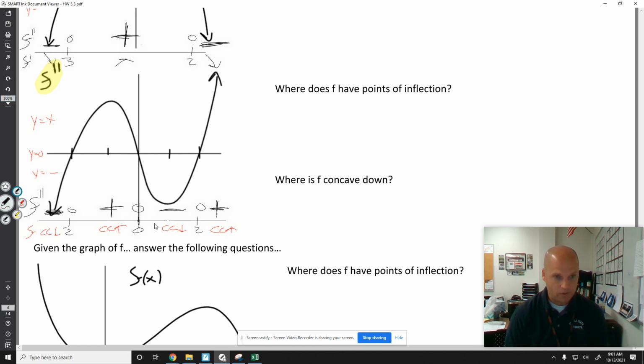Where does f have a point of inflection? Where its concavity changes, at negative 2, 0, and 2. When is f concave down? Here and here, when the second derivative is negative. So you could say negative infinity to negative 2, and 0 to 2. You could have also said x is less than negative 2 and between 0 and 2. Those are both of the ways, and that's when f double prime is negative.